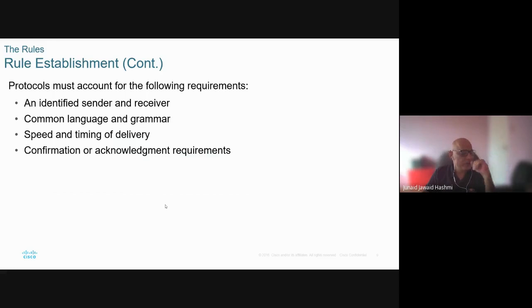So, what is the job of the protocol? The protocols identify sender and receiver, and how they identify sender and receiver is by addressing. That's why you have to have IP addresses. Every device should have an address on the network, just like every house has to have an address identification.